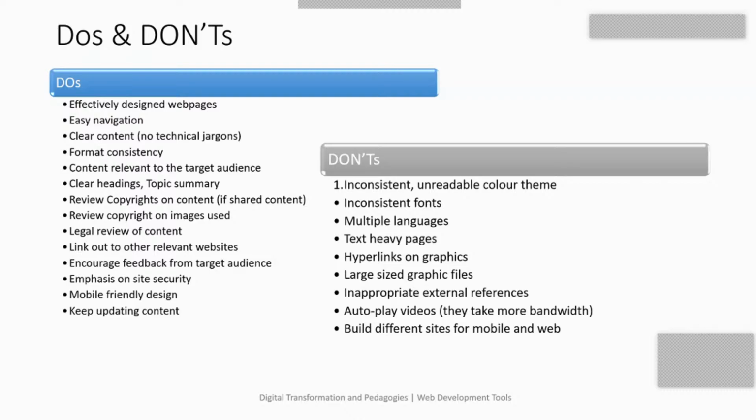Do's: when you are trying to design a website, so effectively design web pages, you should always ensure that there's easy navigation, clear content, not too much technical jargon, complex. People can lose contact and interest in your content, so it should always be easy to digest. Format consistency: the fonts and color schemes should be consistent so people have a consistent experience. The content should be relevant to the target audience. Same again, clear headings, topic summary. Review copyrights on content, so you should not get into unnecessary disputes.